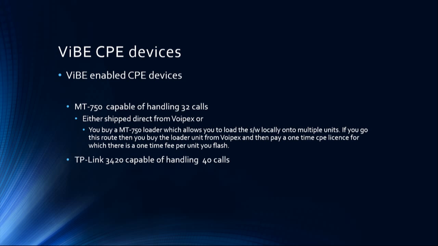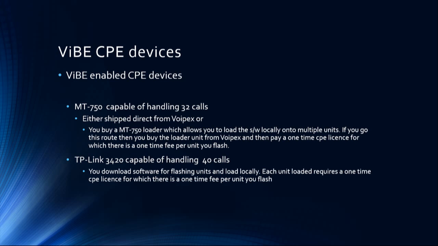There is also a TP-Link 3420, which is capable of handling 50 calls despite saying 40 on the slide. For this device, you don't need to buy a specific loading unit. You purely need to download some software from our FTP site, which will allow you to load the ViBE OS or the ViBE firmware onto TP-Link units that you source locally. Like the MikroTik, you will be required to pay a one-off CPE license fee for each unit that you flash with ViBE. For larger sites, we have the P2PB 203, which is capable of handling 150 calls and is a specific ViBE appliance. That's only available from ourselves direct.